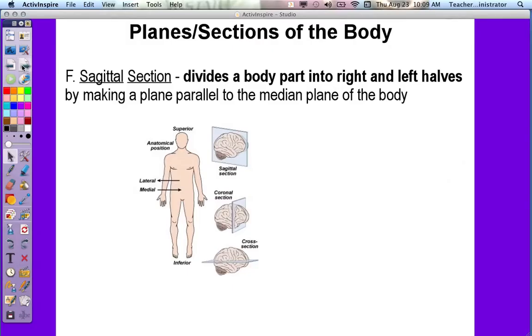Finally, the sagittal section is going to divide the body part into right and left halves. Not the whole body, just a body part. That's why it's now known as the sagittal section instead of the sagittal plane. So if you're going to take anything, an arm, a leg, your head, your brain, and you're going to divide it into a right half and a left half, you would create a sagittal section within that body part so that you could end up with those two halves.